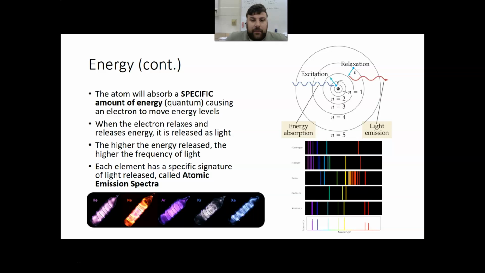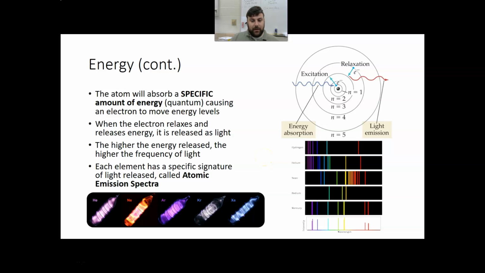And each element will have its own specific signature. This is actually something that tends to be used quite frequently in astronomy. When we put light through a slit and then refract it through a prism, it will give us this very specific pattern, which you can see on the bottom right. This is what is called an atomic emission spectrum. Every element has its own spectrum.